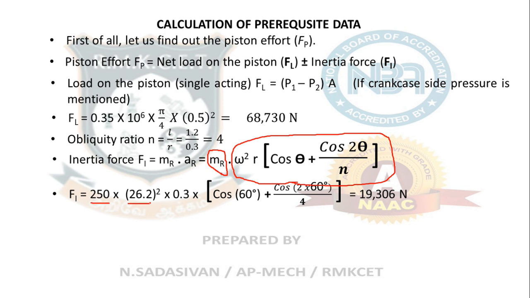Omega is 26.2, omega square. The radius of the crank is 0.3. Theta is 60 degree: cos theta plus cos 2 theta divided by 4, where 4 is n. If I solve this, I'm going to get 19,306 Newton.